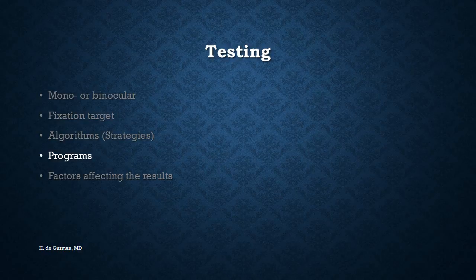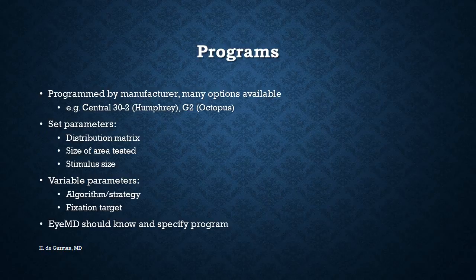So various machines have different programs that are available for you to choose from. When we choose a program, there are certain parameters that are already set, or they come with that program, and then there are certain parameters that we can choose ourselves, such as the algorithm or strategy to use. Ideally, we should specify what program we want for each individual patient and not leave it up to the staff in the eye center to decide what program to use or to just use whatever is their default program. In my second lecture on perimetry, I will be discussing in more detail the different programs.